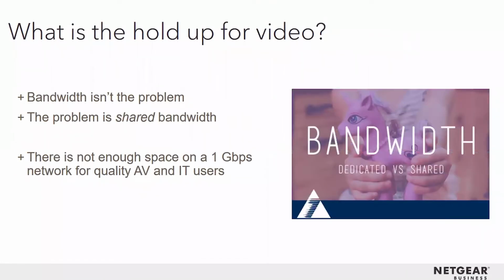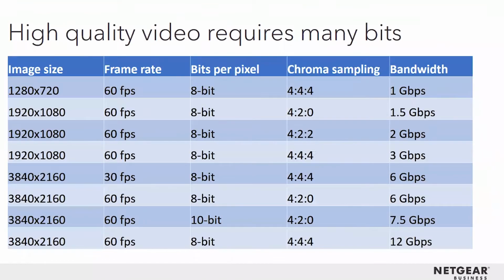So what's the holdup? Well, bandwidth itself is probably not the problem. The problem is the shared bandwidth, because most of the current video over IP technologies rely on 1 gigabit per second Ethernet speeds. And you'll see that with 1 gigabit per second, you don't have enough speed, enough performance, enough bandwidth for quality AV and IT.